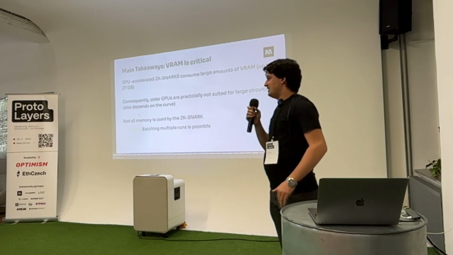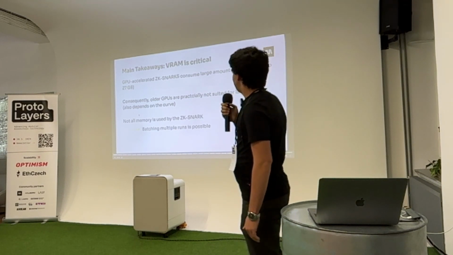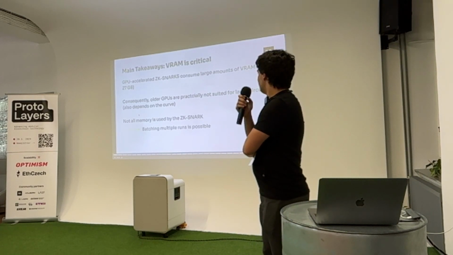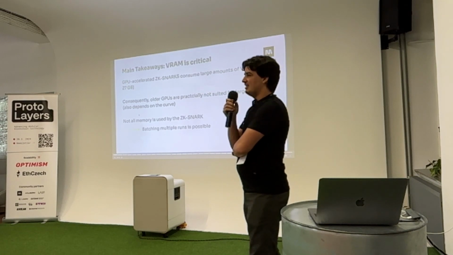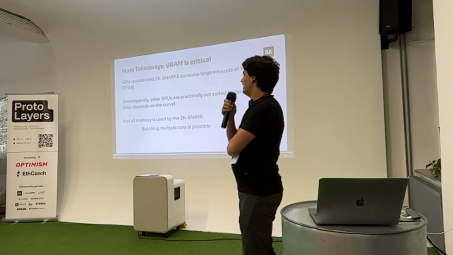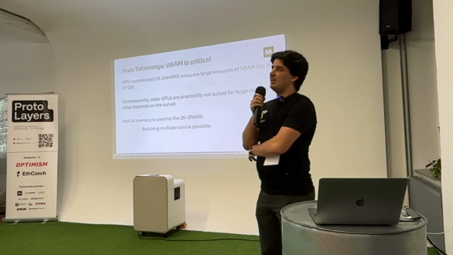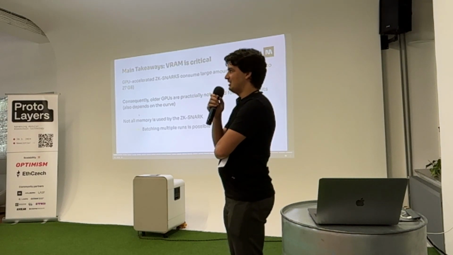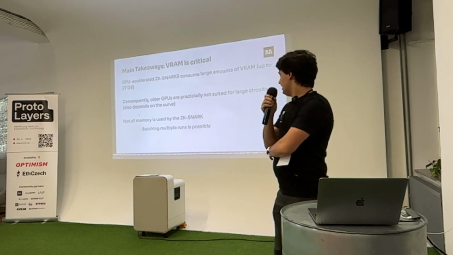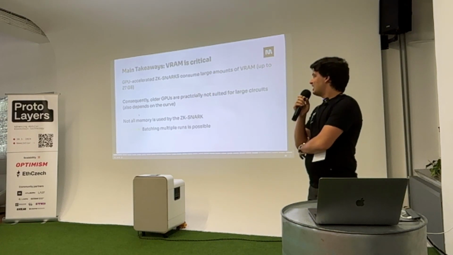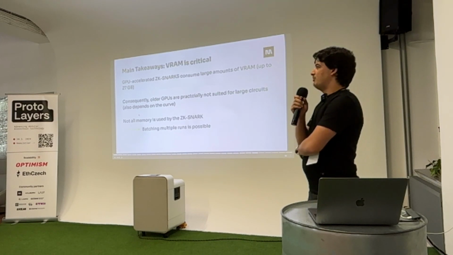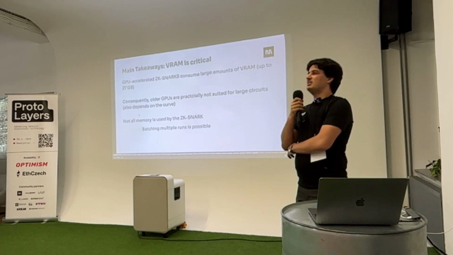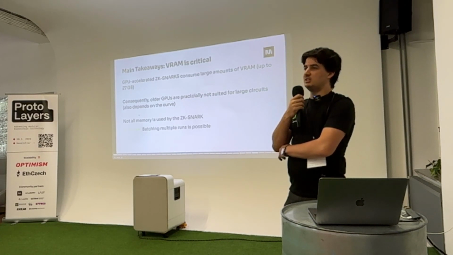The third takeaway goes hand in hand with the previous statements, which is that VRAM is critical, because we saw peaks of up to 27 gigabytes, which means that older GPUs are practically not usable for GPU acceleration. This could be changed if, for example, we have multi GPU support, but as far as I know, that's still not implemented in icicle. The other point that I want to mention is that not all the memory is used by the ZK-Snark. So batching multiple runs is possible, of course, with enough VRAM. So just because one run consumes 10 gigabytes does not mean that 2 runs will consume 20.